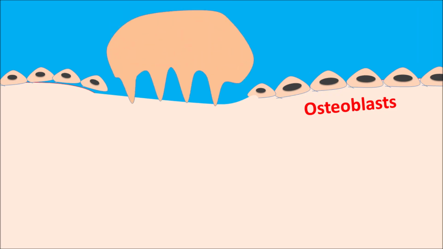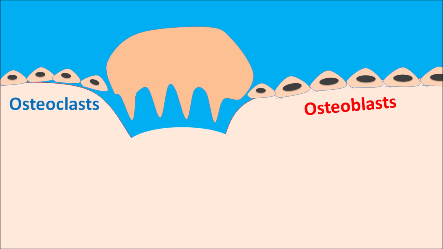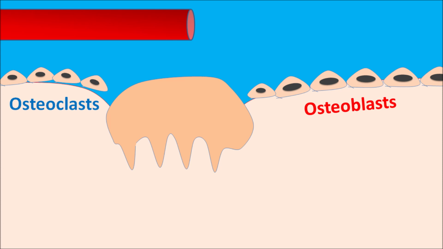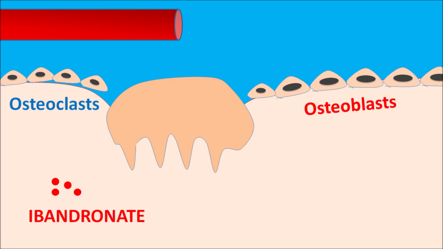The bone resorption is mainly mediated by osteoclast activity. These osteoclasts can bind to the bone matrix where they increase the acidification and resorption of the bone. But from the systemic circulation, Ibandronate can bind to the bone matrix, and because of high affinity, Ibandronate can be taken into the osteoclast by endocytosis.